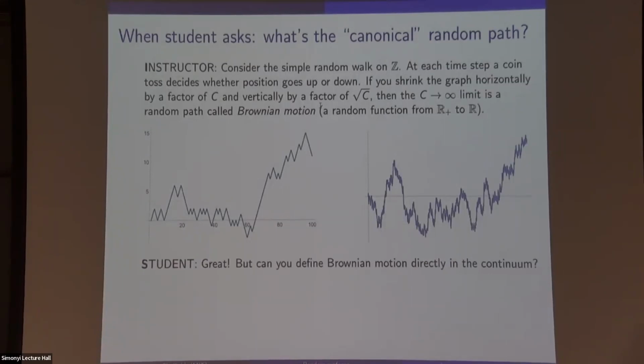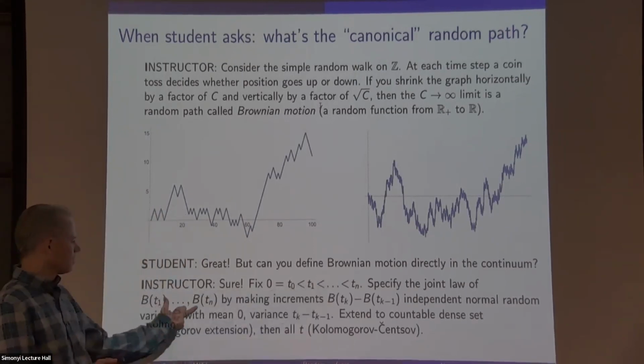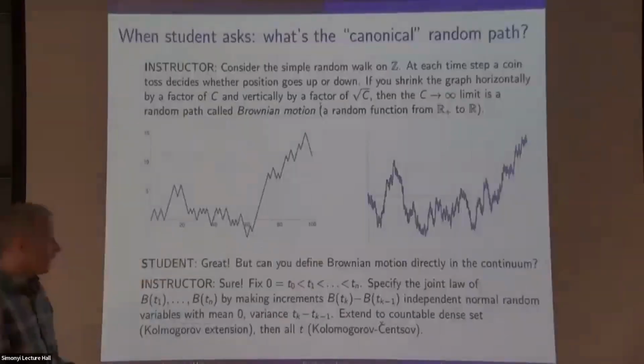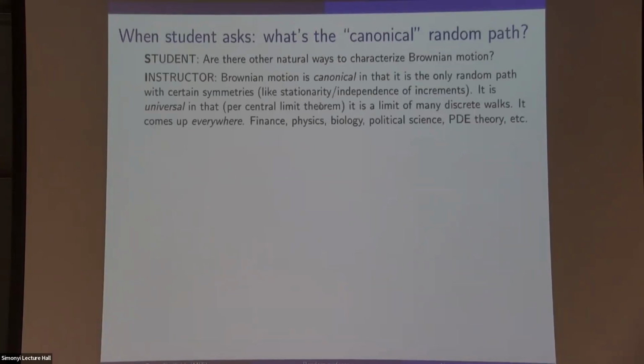And students say, well, great, but can you define it directly in the continuum? And you would say, sure, just fix a set of points and make the increments independent Gaussians where the variance is the time change, and that tells you how to define it on a countable dense set and extend it to all time by Kolmogorov-Chentsov. This is what you would do if you were taking a graduate course in probability. So one of the first lectures, you would just work through this carefully. That's defining Brownian motion. And you can define it also in terms of it being the only random path with certain symmetries, and it's universal in that it's the limit of all kinds of discrete walks that you can define.